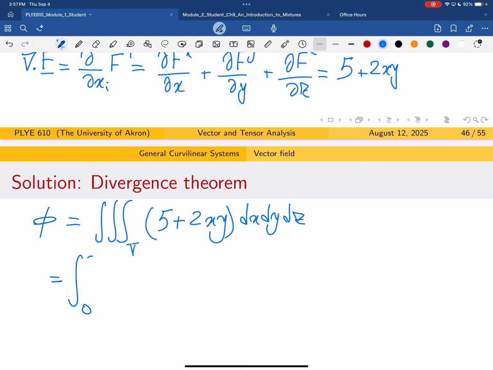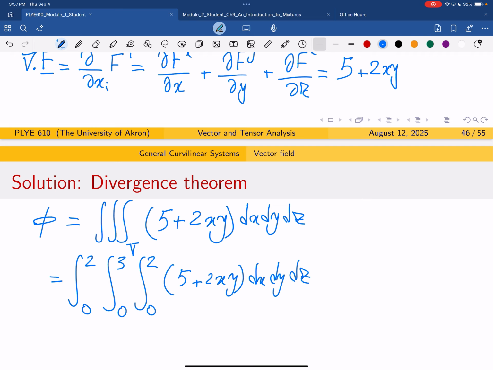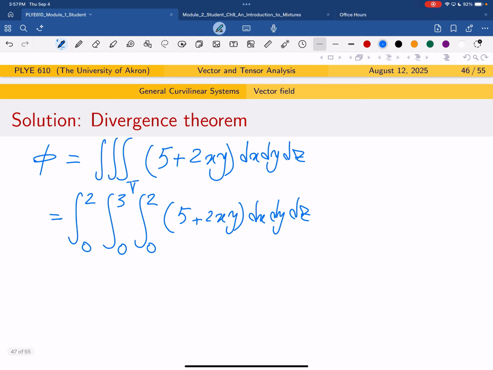So my z goes from 0 to 2. For the other one it's 0 to 3, and I think x is from 0 to 2. So it will be 5 plus 2xy dx dy dz. You go one by one: integrate with respect to x, apply the limits, then whatever you get in terms of y, apply the limits, and then z, apply the limits. So it's going to give you a number. That's the whole point. The divergence of a vector, even if you integrate it, is always going to be a scalar.